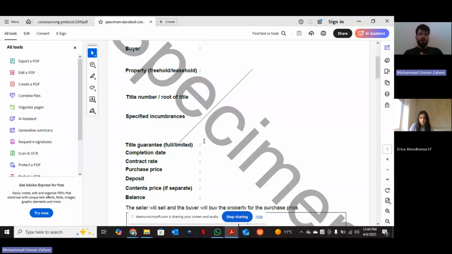And then you've got contents price. We discussed the fittings and contents form, and said that it has a price mentioned there. So this would be here in contents price. If anything is included with the property and there is a separate price for it, it's included here. And the overall balance would be the contents price plus the purchase price, so you'd put it here.